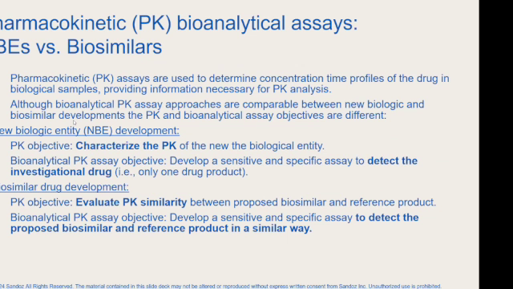But just again, to show you the difference, developing a new biologic entity, an NBE, the PK objective would always be to characterize the PK for the new entity, for the investigational drug. And the assay should be sensitive and specific to really detect this specific drug. Different for biosimilar development, we evaluate PK similarity. So it's not about just the PK profile, but it should always be the similarity between at least 2 products, the biosimilar and the reference product. And accordingly, the objective of the assays should be, of course, being again sensitive and specific, but to detect both the reference product and the biosimilar in a similar way.